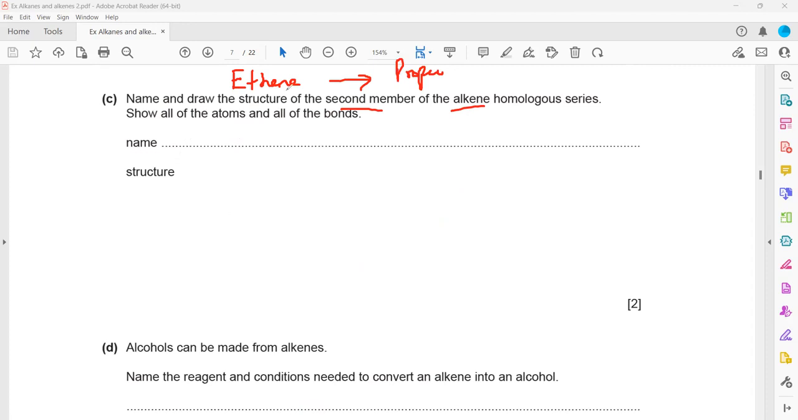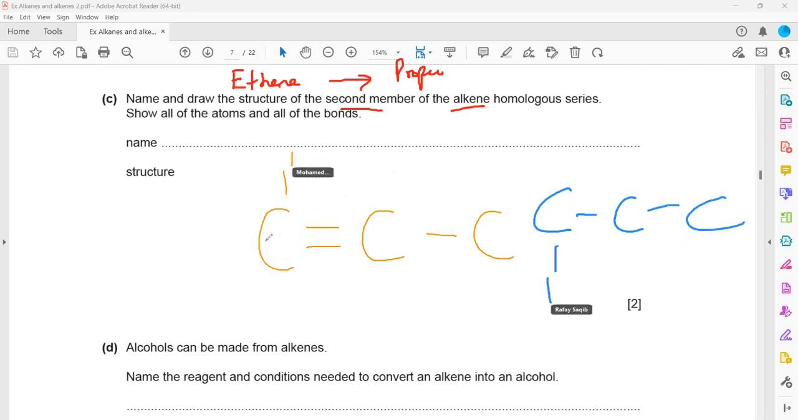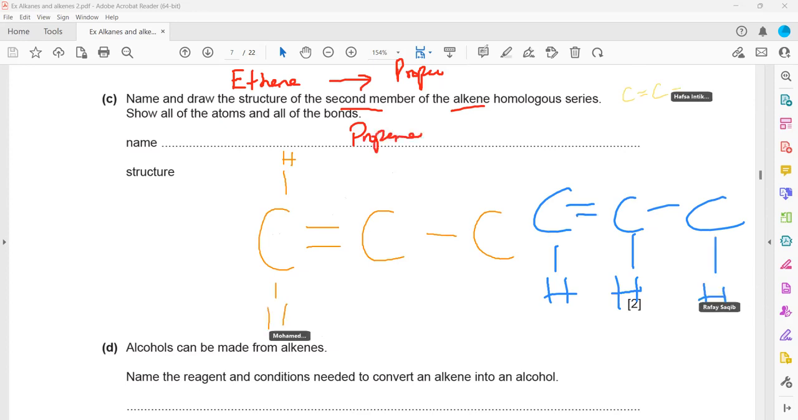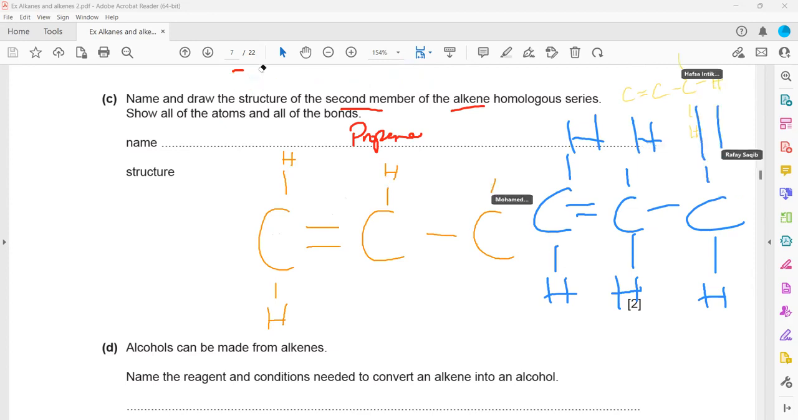So you have to draw the structure of propene. It's like meth, eth, prop, and so on. Prop needs 3 carbons, so we draw 3 carbon atoms. One of them will have a double bond and the remaining hydrogens will be there. Remember the first member of alkenes is ethene and not methene. There is no methene, because there should be a double bond between the carbon atoms.